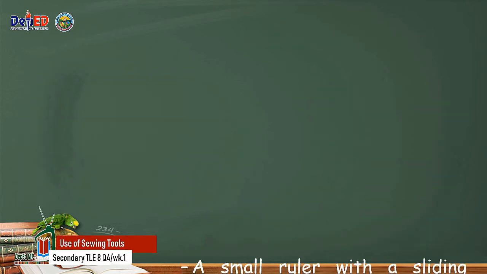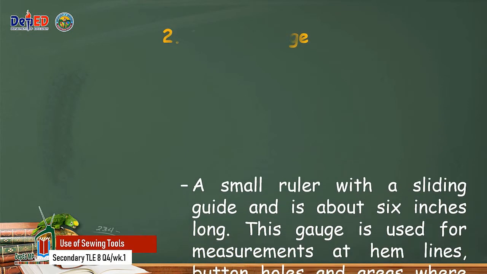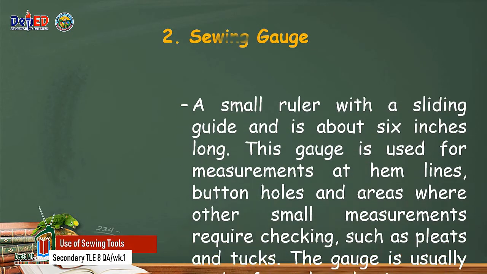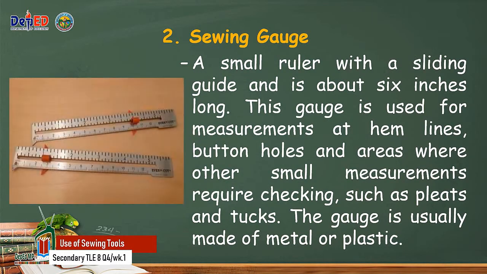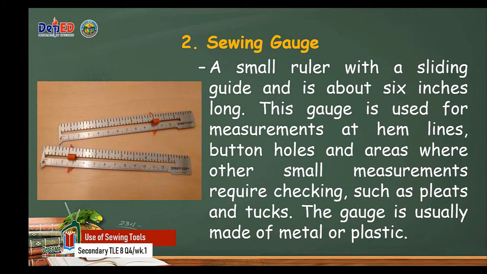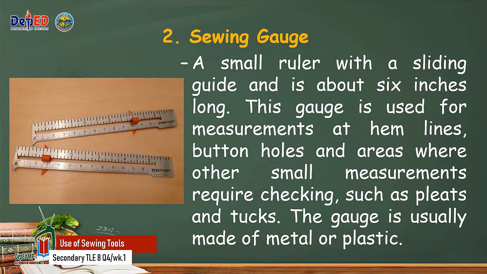It measures 150 centimeters in front side and 60 inches on the other side. Number 2. Sewing gauge. It is a small ruler with sliding guide and is about 6 inches long, used to measure small hem areas in short distances like hem folds, pleats, seam allowance, buttonholes, and tucks.